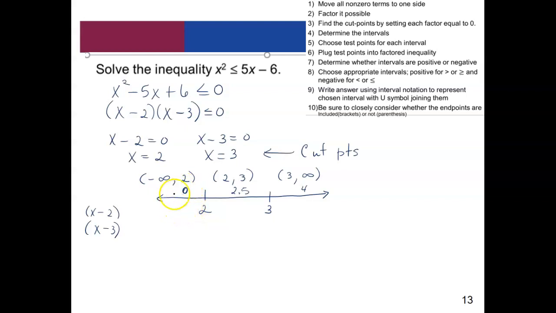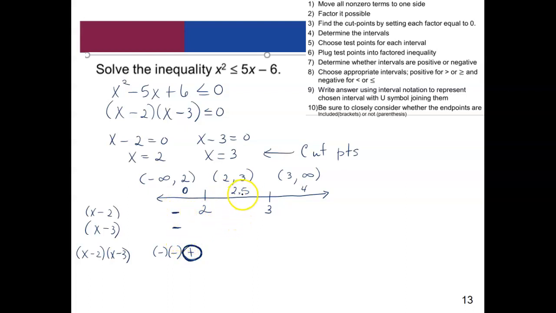Okay, so if I plug 0 into this first factor, 0 minus 2 is negative 2. I don't really need the number. I just need to know if it's positive or negative. So that's going to be negative. If I plug 0 in here, 0 minus 3 is also negative. Okay. So that means x minus 2 times x minus 3 is going to be a negative times a negative, which is going to give me a positive for that interval. So this is what I'm really going for. This is the answer that I'm looking for here, is that this is a positive interval.